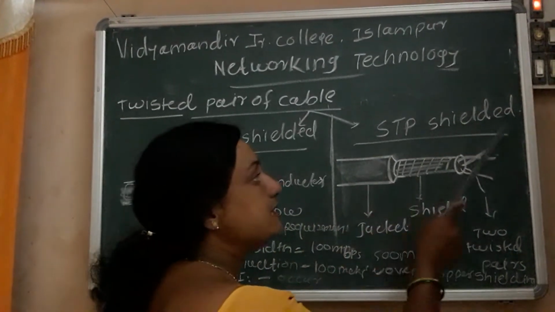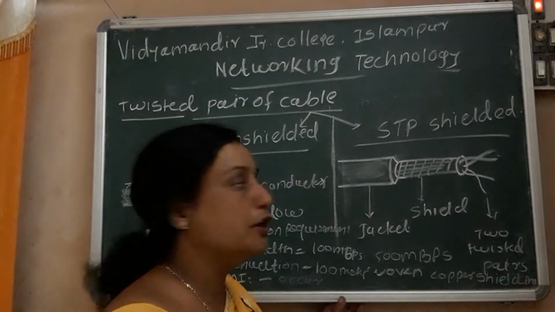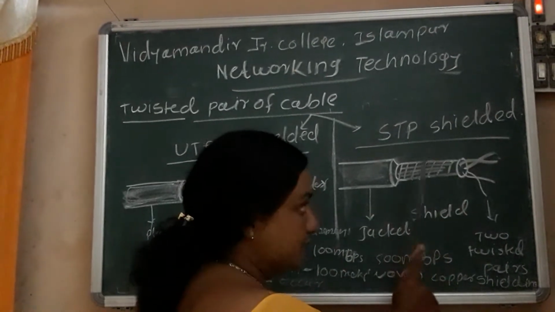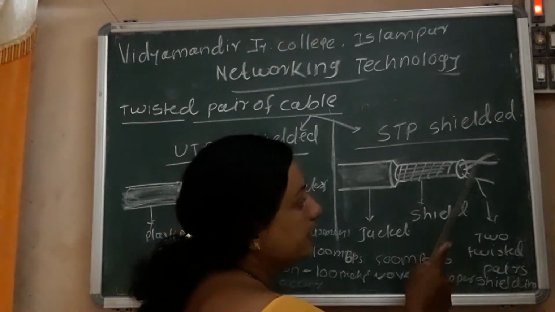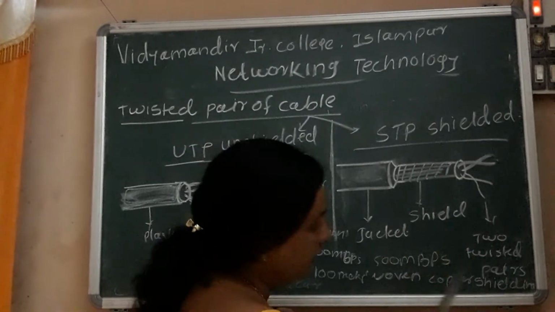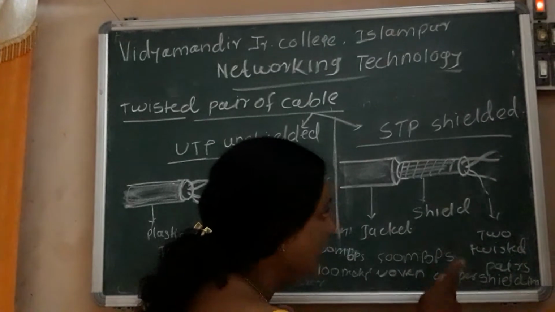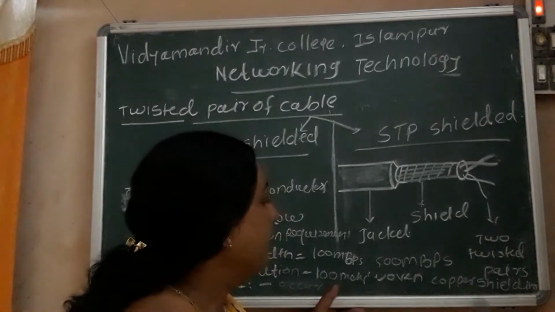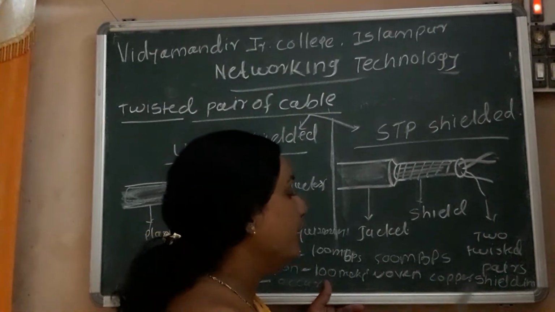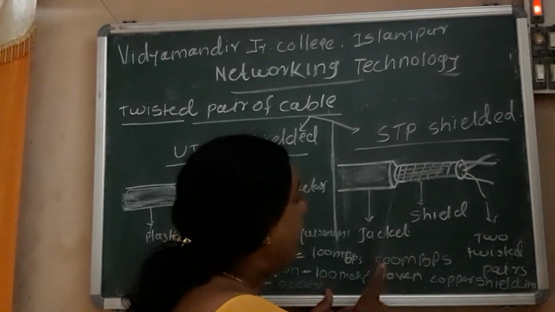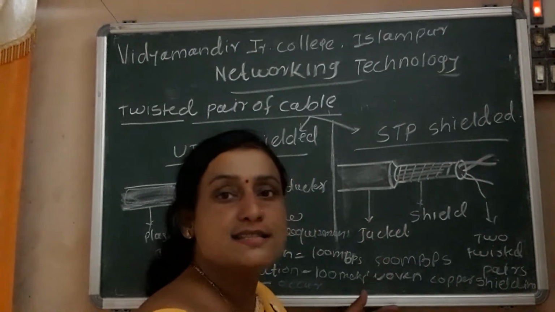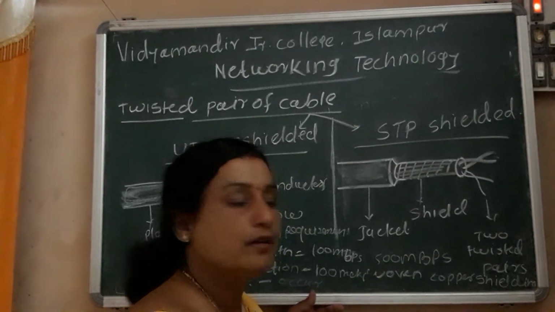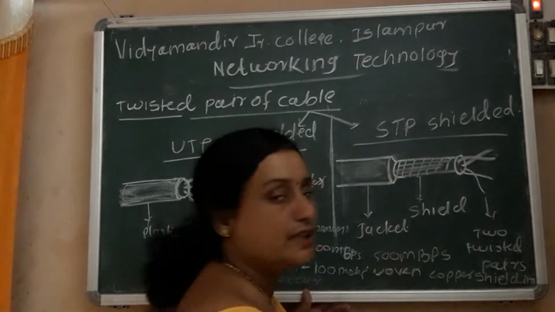Next cable is STP, that is shielded twisted pair cable. Construction: first, here also one or more cables are twisted with each other. That is, two twisted pairs of the cable. This cable is enclosed in a shield which is made up of metallic foil or copper oven. This shield is placed in a plastic jacket. One point of the shielding is given to the ground reference. That is the construction of the STP cable.